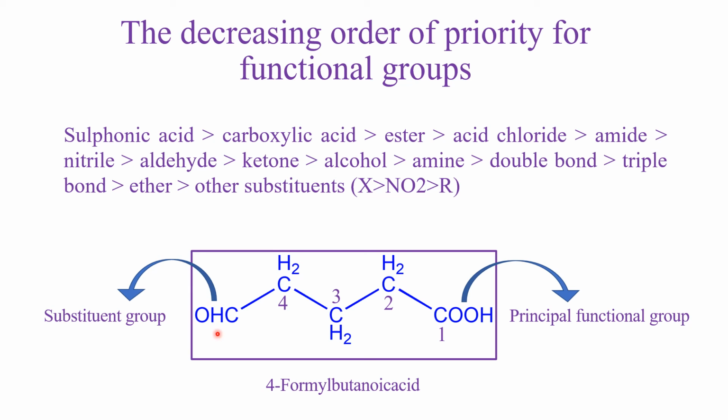When aldehyde is to be represented as a prefix, then we have to add the word formyl. And whenever carboxylic acid is our primary functional group, then we have to add oic acid. As there are a total of 1, 2, 3, 4 carbons, it became butanoic acid. So the name is 4-formylbutanoic acid. With this, we have completed the basic rules for naming an organic molecule as per the IUPAC system.